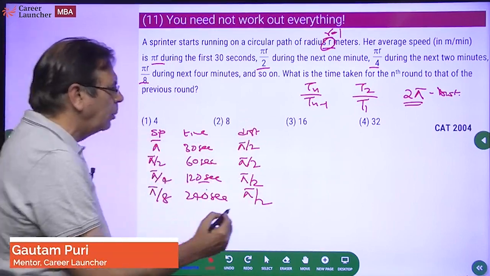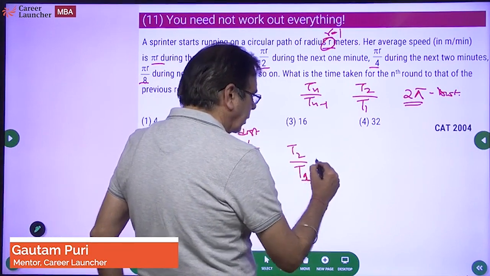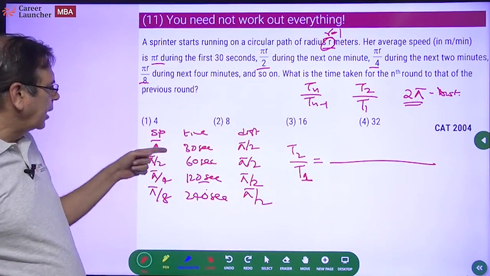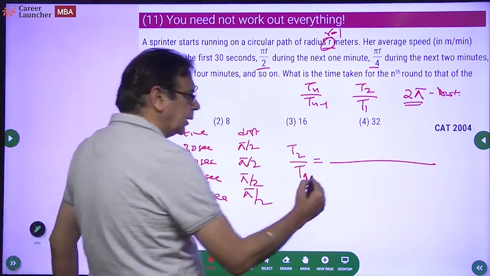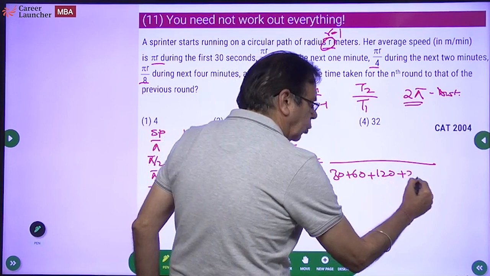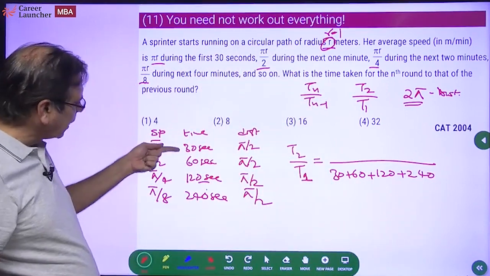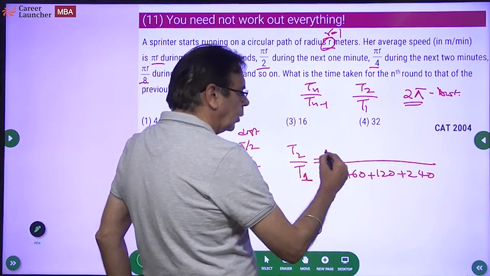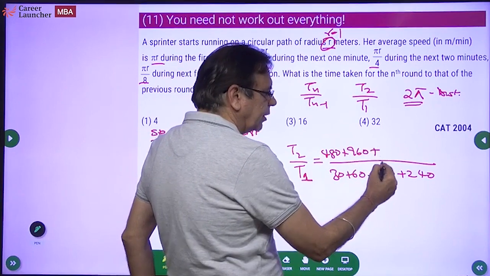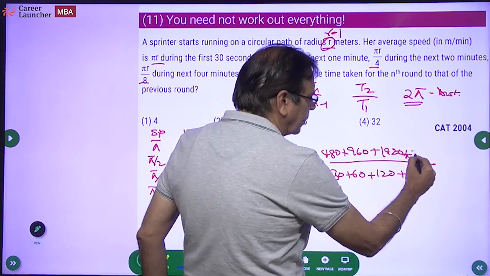So for the first round, how much time has it taken? So T2, time taken for the second round divided by time taken for the first round. First round, time taken will be 30 plus 60 plus 120 plus 240. Right? What will it be for the next round? Same pattern, 30, 60, 120, 240. Next will be 480, double of 480, 960. Double of 960, 1920. Double of 1920, 3840.